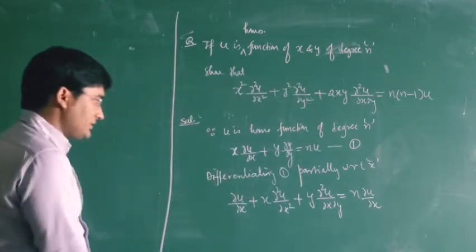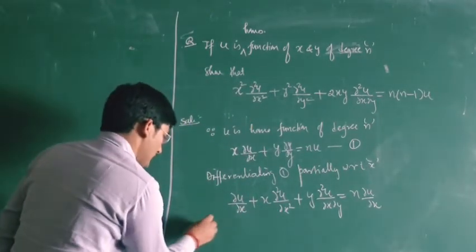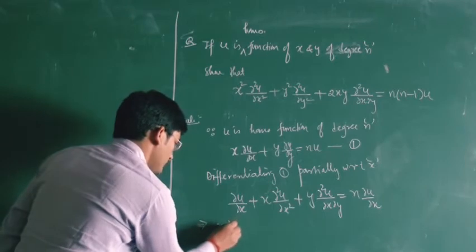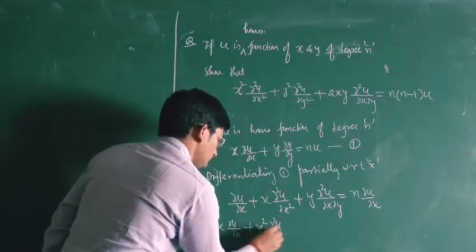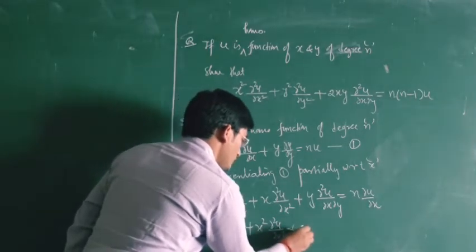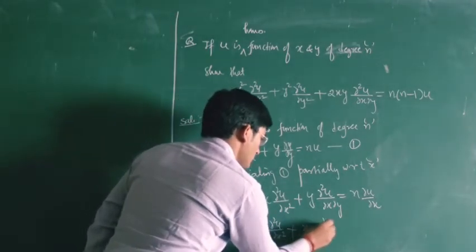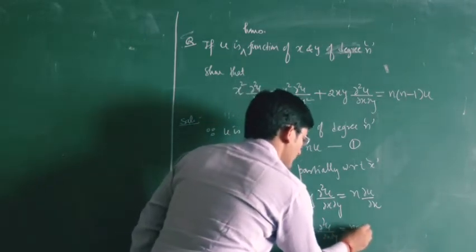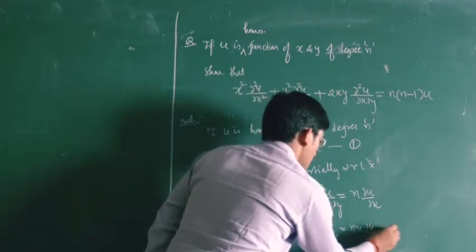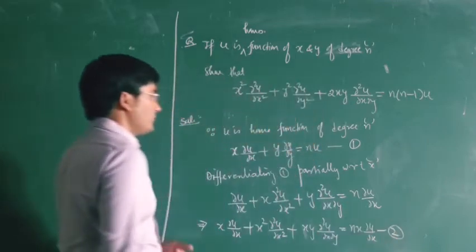Now let us multiply this equation by x. So on multiplying by x, we have x del u upon del x plus x square del 2u upon del x2 plus xy del 2u upon del x del y equal to n times x del u upon del x. Say this one as equation number 2.